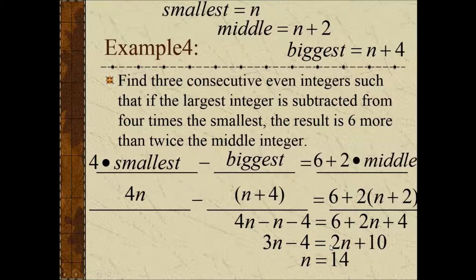Now, of course, that is not the answer to the question. The question said find 3 consecutive even integers. One of those integers is 14. Now, that's the smallest. If I look back up here and identify n was the smallest of my integers. The middle is 2 more than that, which should be 16. And the biggest is 2 more than that, which should be 18. So we've got n, n plus 2, and n plus 4 being 14, 16, and 18.